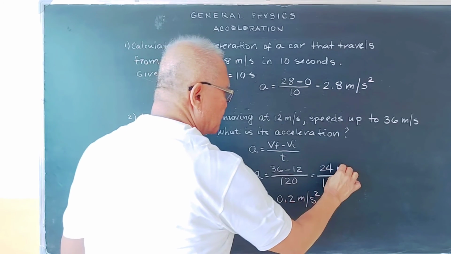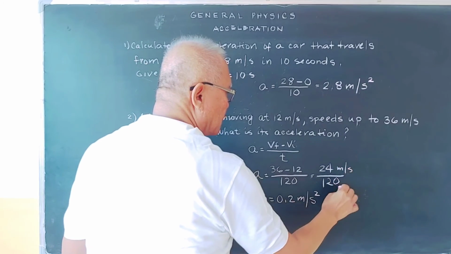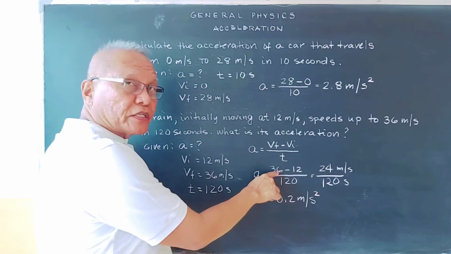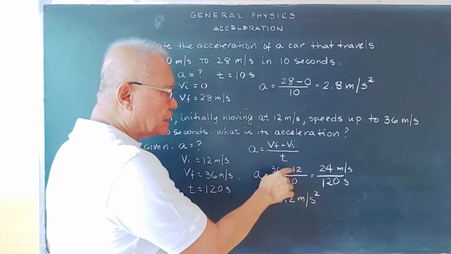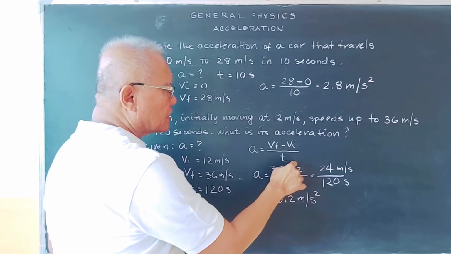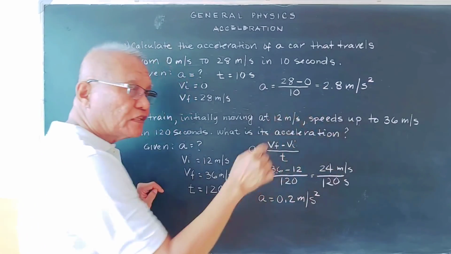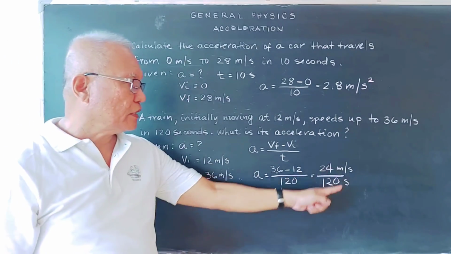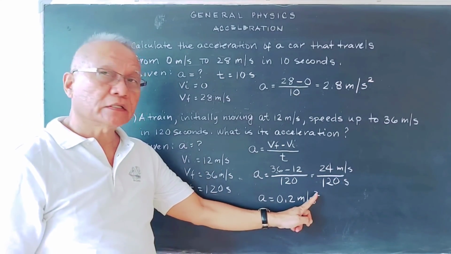This one is meter per second, this one is seconds. Meter per second, they are like terms. So we can subtract 36 and 12 to have 24 and copy meter per second. Then divide, so you have meter per second squared.